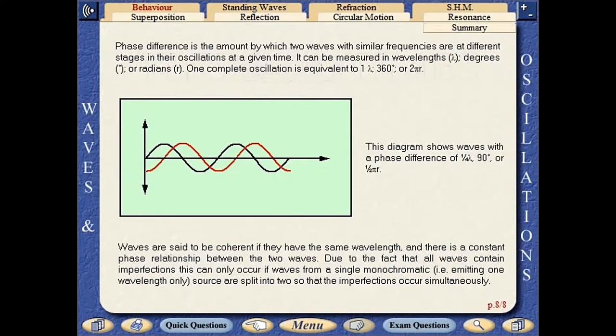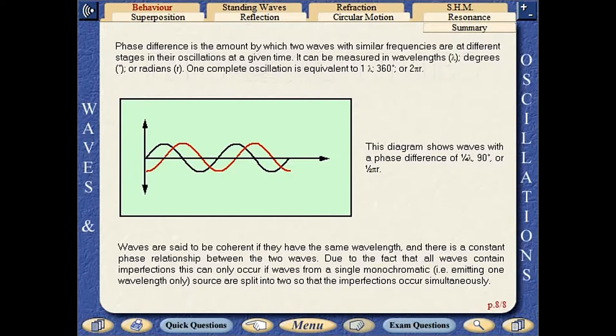The phase difference is the amount by which two waves with similar frequencies are at different stages in their oscillations at a given time. It can be measured in wavelengths, degrees, or radians. One complete oscillation is equivalent to one wavelength, 360 degrees, or 2 pi radians. This diagram shows waves with a phase difference of 1/4 of a wavelength, 90 degrees, or pi over 2 radians.